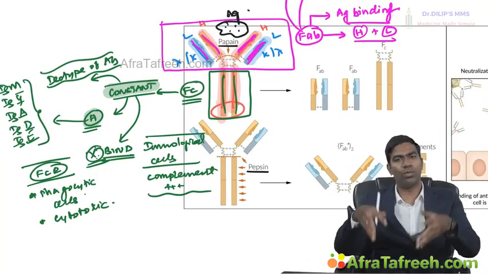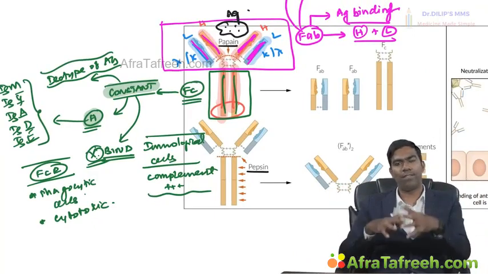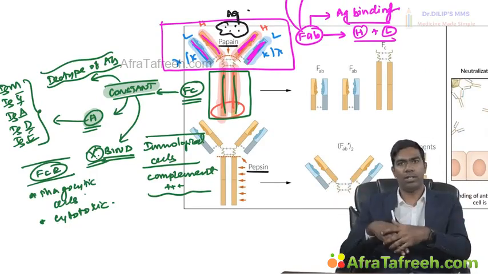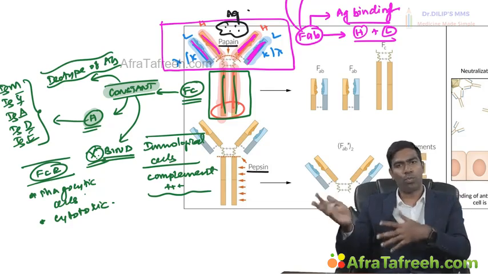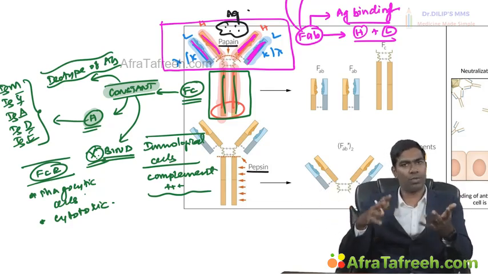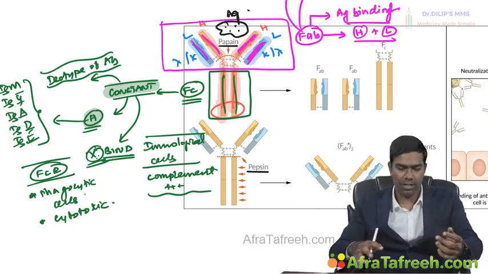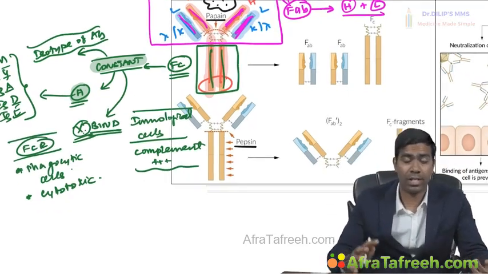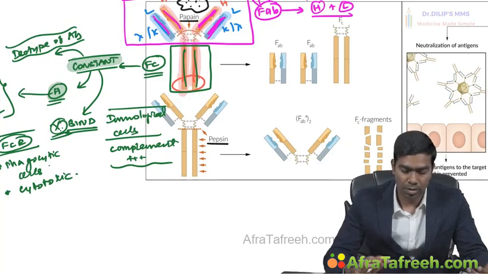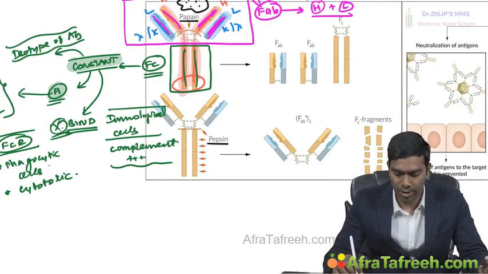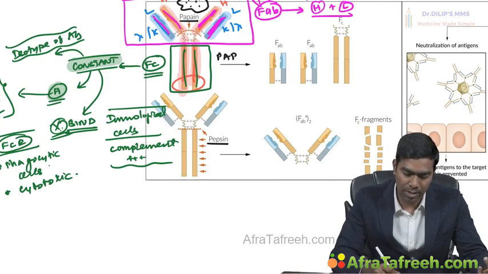Structurally, you can divide into heavy chains and light chains, and functionally you can divide into the Fab portion and the FC portion. Remember, the Fab portion has both heavy chains and light chains, and the FC portion is going to have only the light chains in particular. Sorry, heavy chains in particular. So what are the cleavages going to yield? I told you the two cleavages: one is the papain cleavage and the second one is the pepsin cleavage.